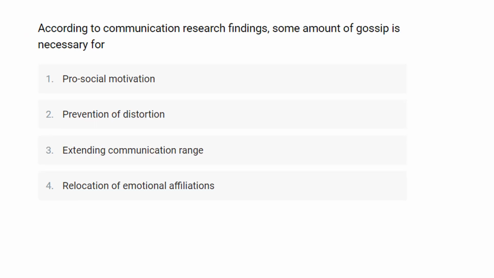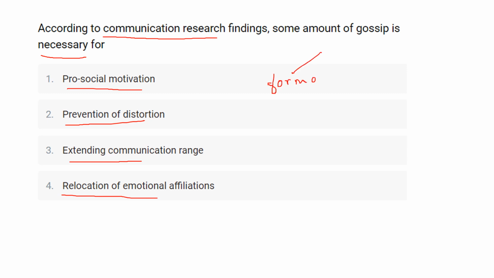According to communication research findings, some amount of gossip is necessary for what? So here in this question, they ask you, according to communication research findings, some amount of gossip is necessary for what? The first option is pro-social motivation, second one is prevention of distortion, third one is extending communication range, and the last one is relocation of emotional affiliation. So here communication is of two types, formal and informal.